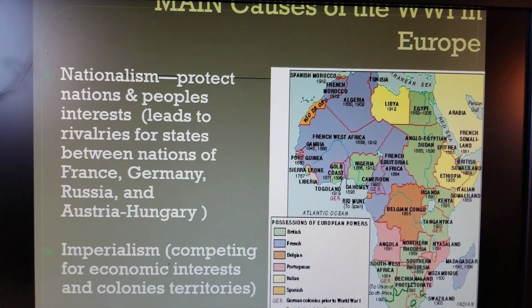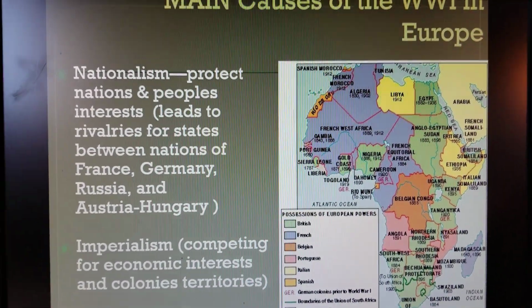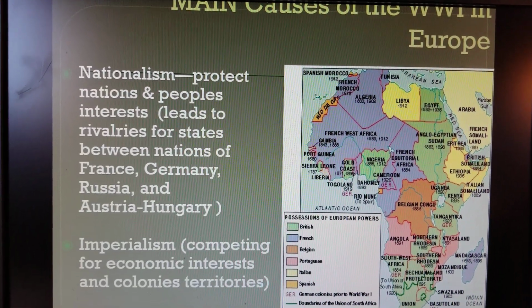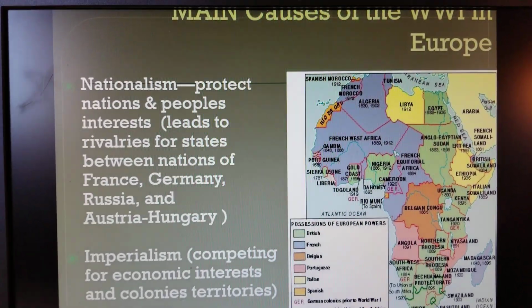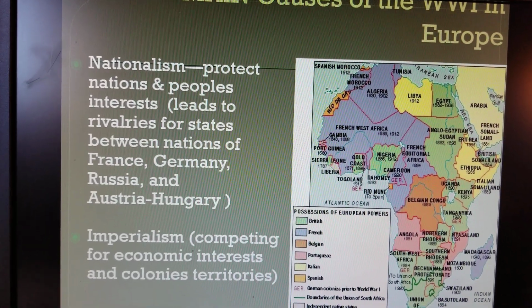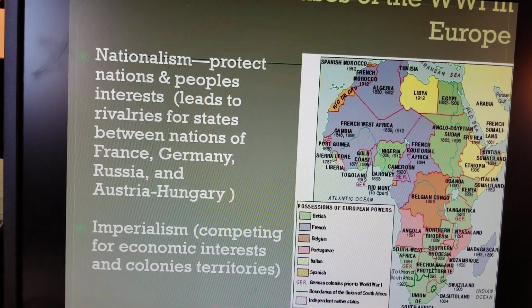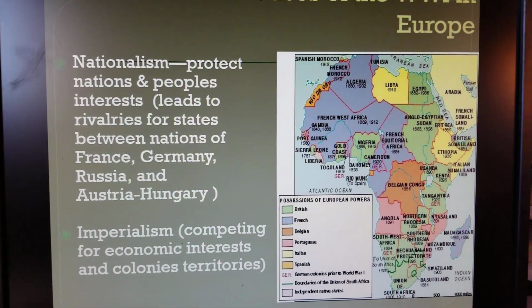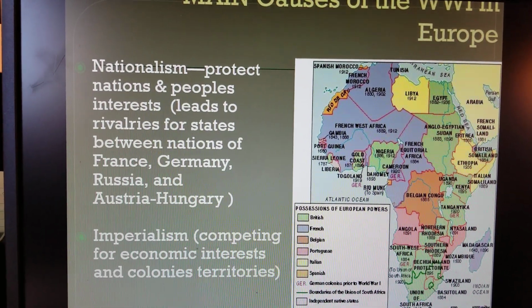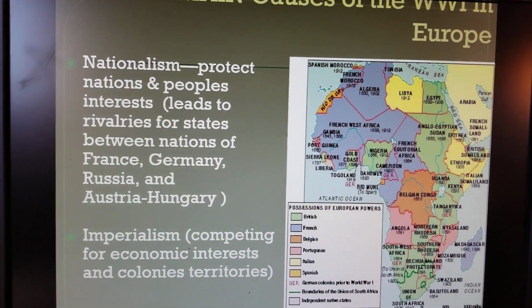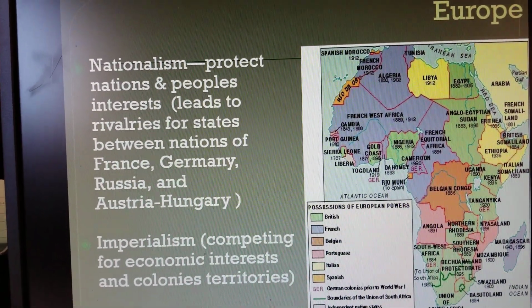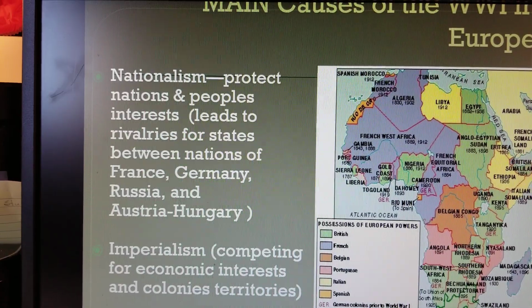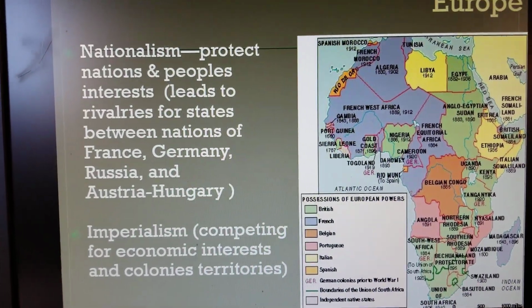Our first section, we will have 3 sections this time. And the first section is the main causes of World War I in Europe. The main causes is actually an acronym, MAIN. Unfortunately, our slides are not in alphabetical order, but I will talk to you about them as we go through, okay? Nationalism, which is the N in main, is one of the main causes.